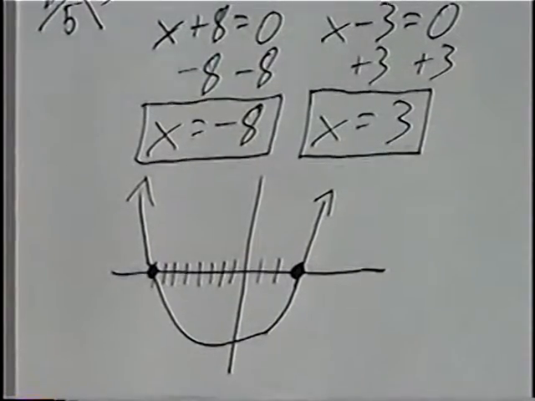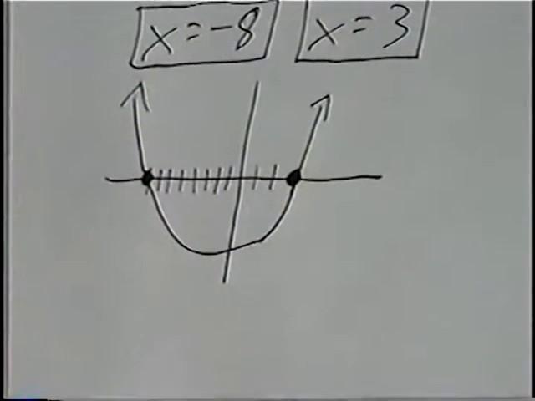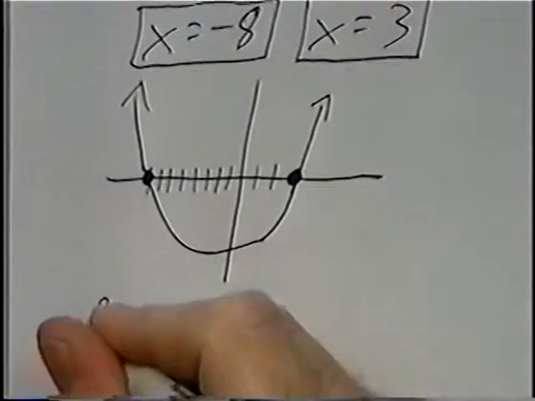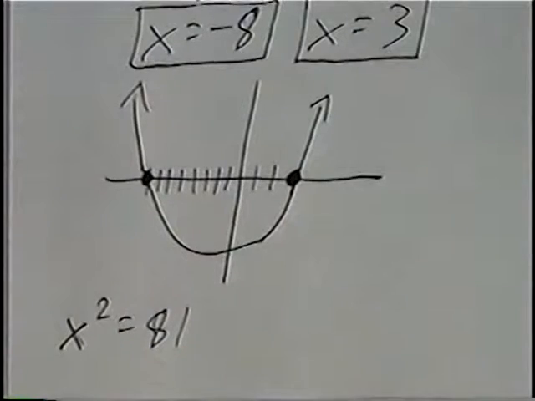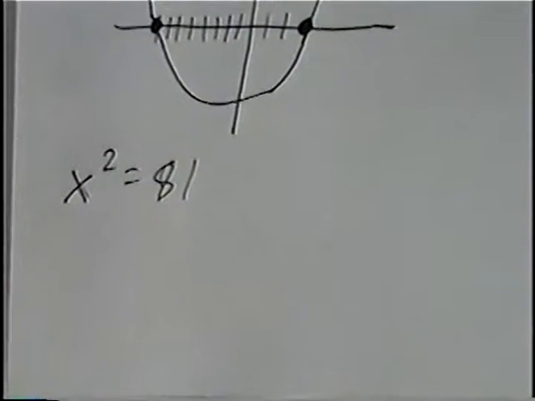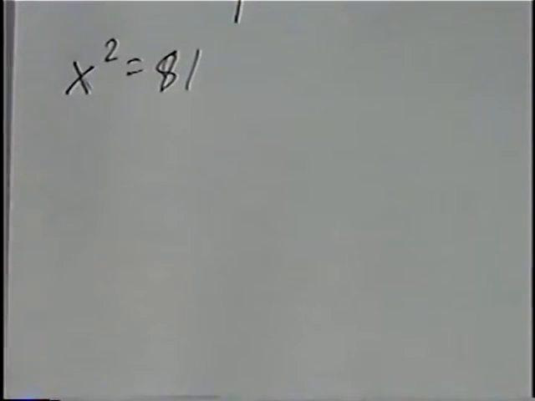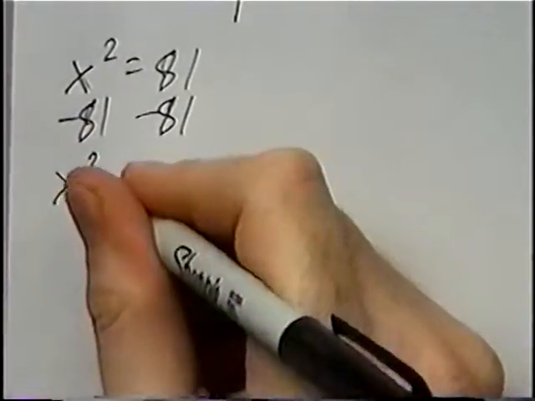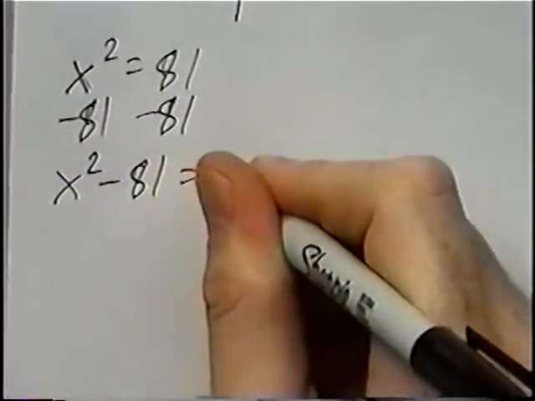Second question and last question for the section. The equation x squared equals 81. Solve this equation. We'll first take the equation and set it equal to 0 by subtracting 81 on both sides. So we'll have x squared minus 81 equals 0.